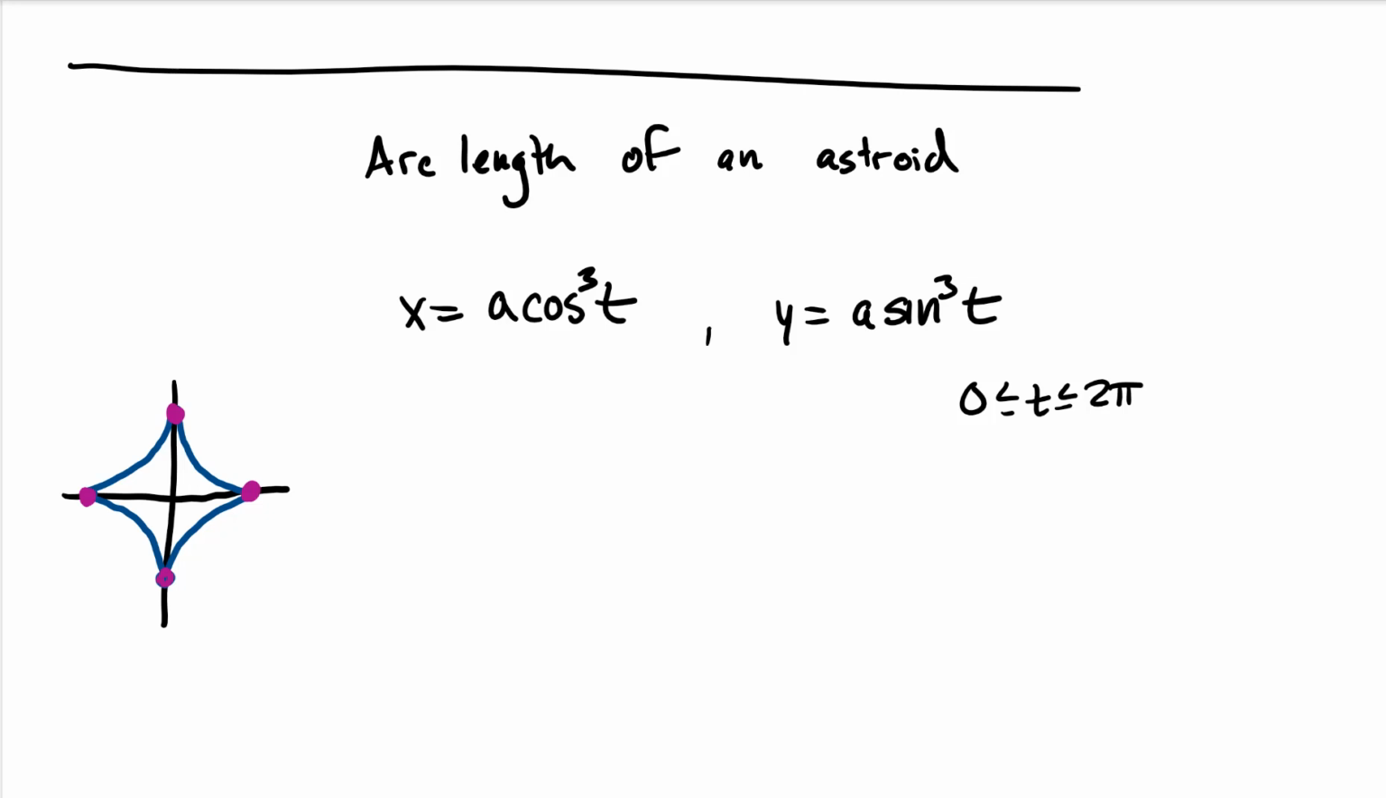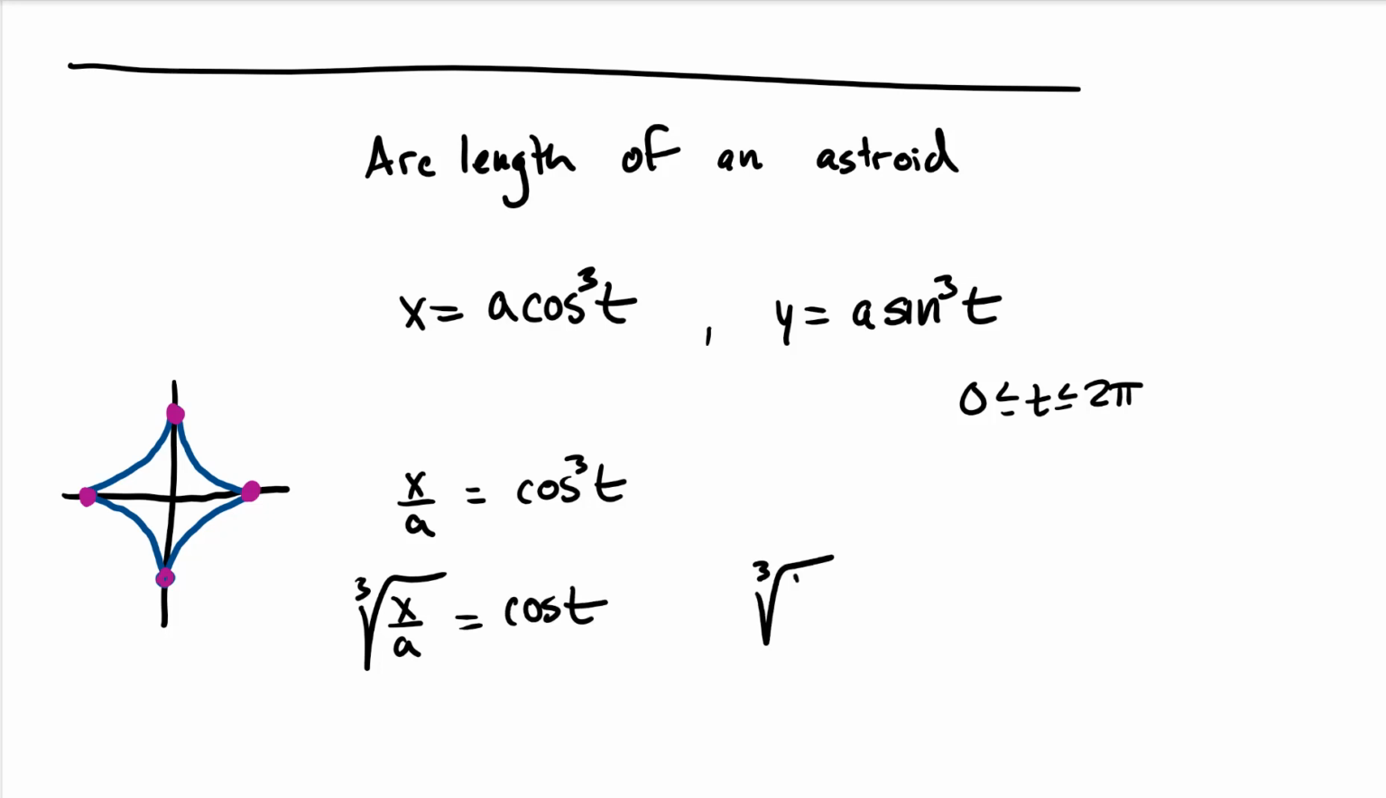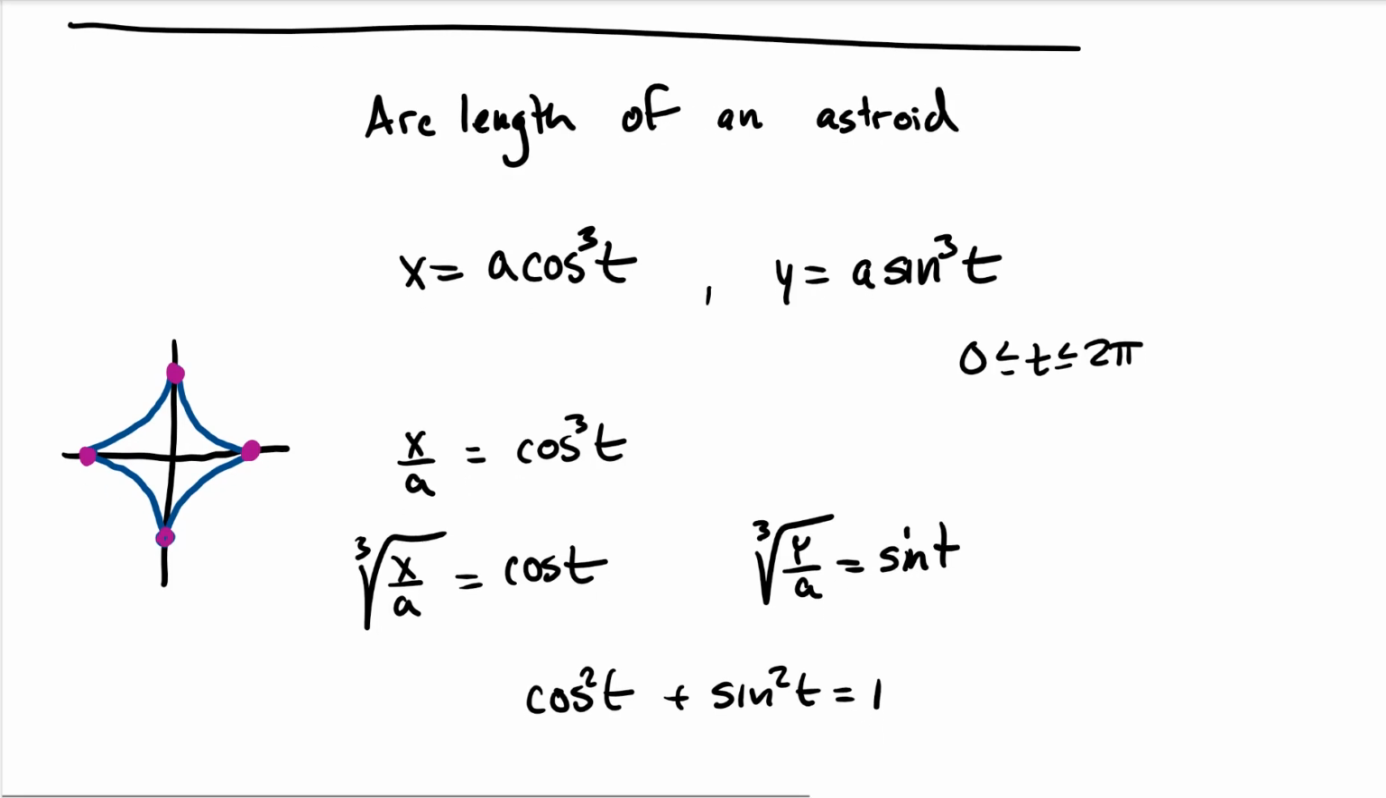But I could ask you to parameterize this and just write it in terms of x's and y's only. So if we were to divide out our a's, we'd get x over a equals cosine cubed of t, and then we could hit it with a cube root on both sides and say that this is cosine of t. And then the same thing would happen over on the other side: y over a to the 1/3 is sine of t. And then we could play that same game that cosine squared plus sine squared is equal to 1.